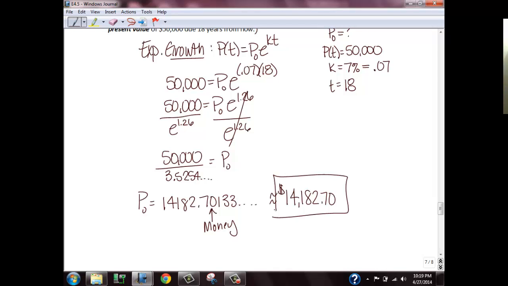That's a chunk of money to dish out when you have a newborn. But if you do, apparently, and you invested at a 7% interest rate, you could have $50,000 by the time your kid's 18. All right, so that is the end of the 4.5 lecture.